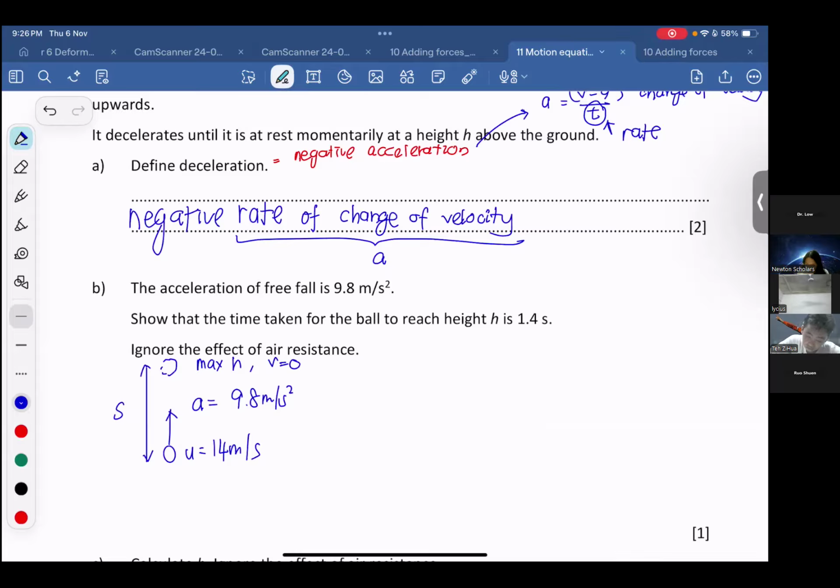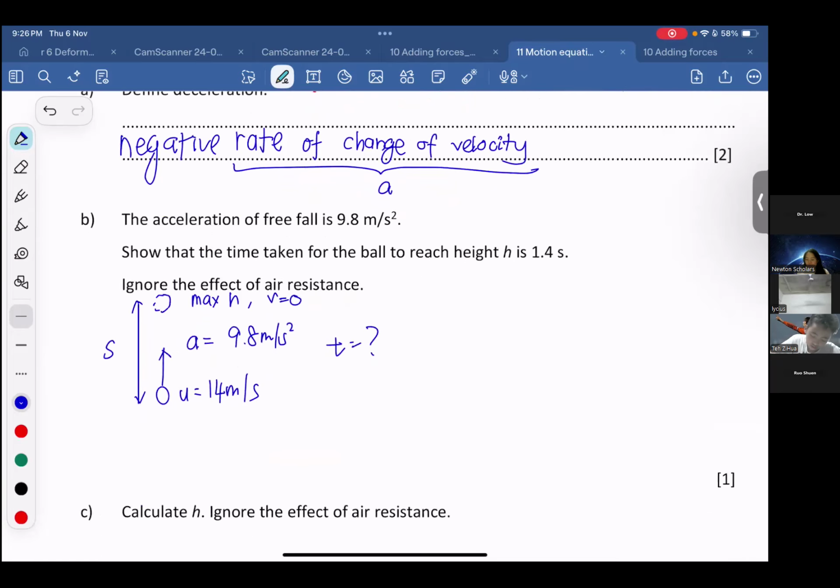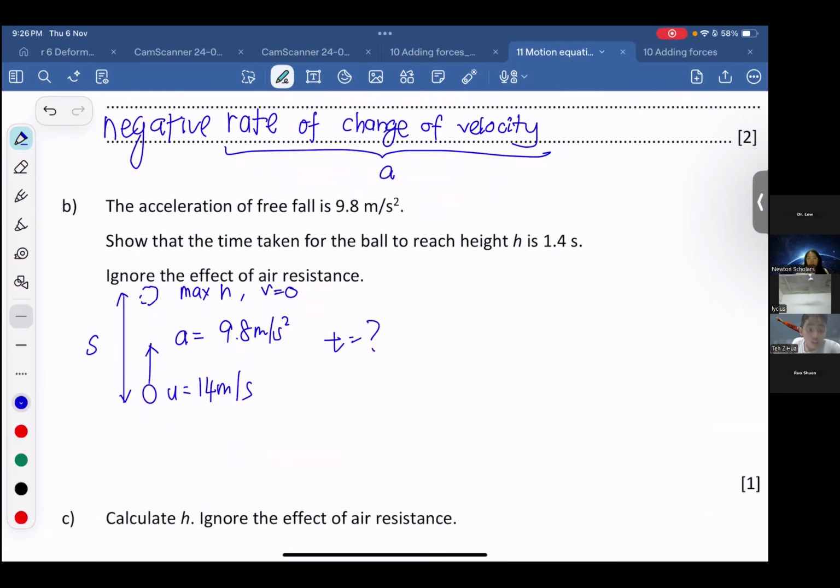So what they say is the time is 1.4 seconds. Show the time. They want you to show the time. Okay, you have to calculate what your time is. Okay, boys and girls, anything you want to correct me? I wrote all the information, I drew everything based on the question. Anything you want to correct me?